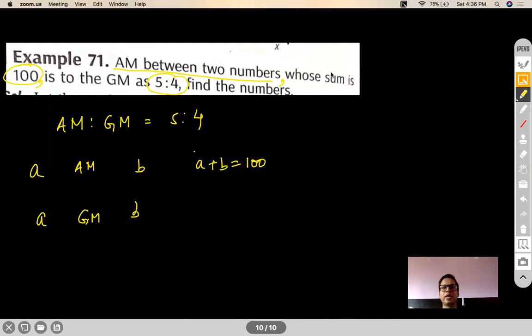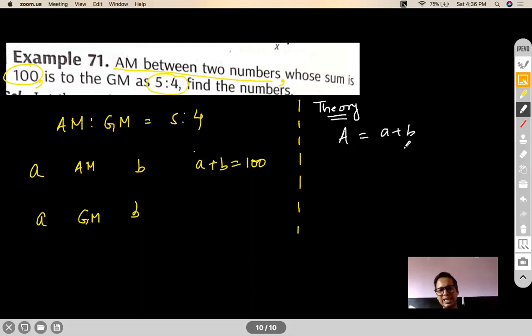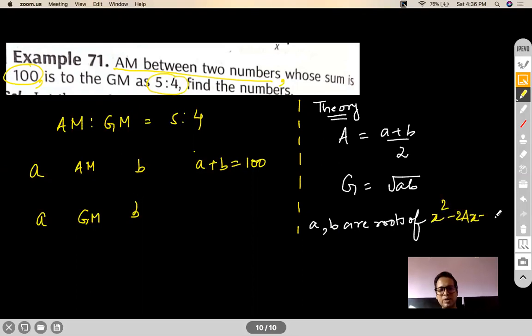Very good, Aditya. Okay, before we proceed, I would like to discuss a brief theory related to it. If you know that the arithmetic mean of two numbers is A and geometric mean of those same two numbers is G, then remember A and B will be roots of this quadratic equation, x square minus 2ax plus g square equal to 0.